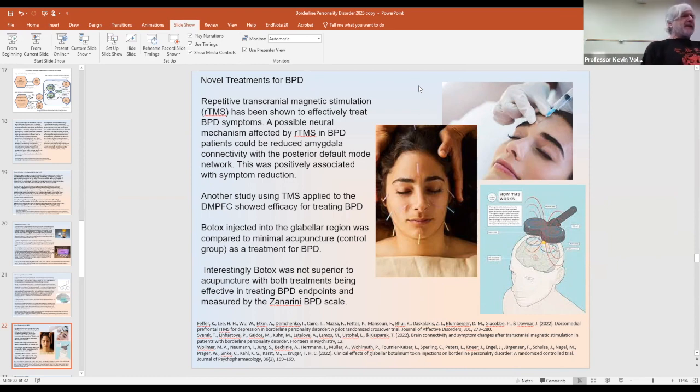Okay, another study used TMS applied to the DMPFC. You brain people, what does that stand for? Dorsal medial prefrontal cortex, yes. That showed some efficacy. Okay, so again, these are small studies.